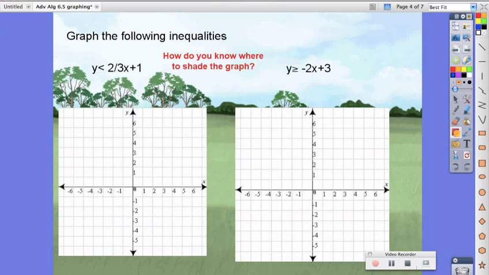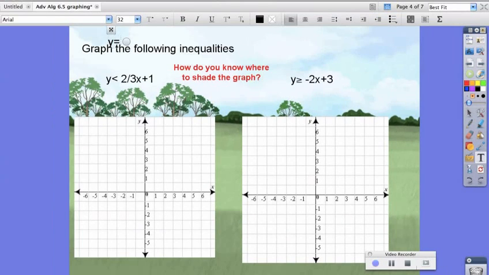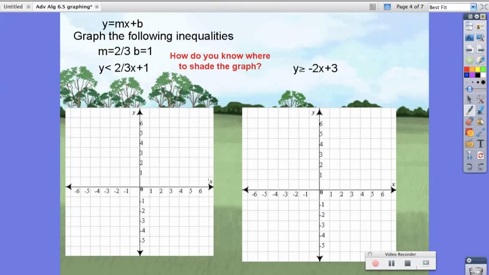So first of all, they want us to graph the following inequalities. To make it easier, we're going to remember the slope-intercept formula, which is y equals mx plus b. And we graph these in the very same way. We're going to find out that our m equals 2/3 and our b equals 1. So we're going to graph our y-intercept, which is at 1. And our slope, which is 2/3, means that starting at our y-intercept, we rise 2 and we run 3.